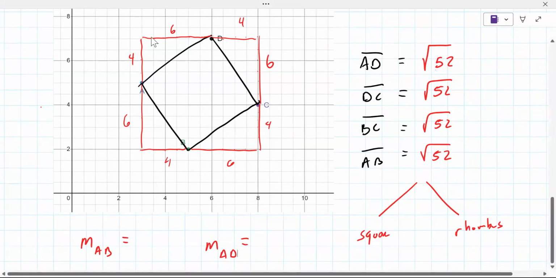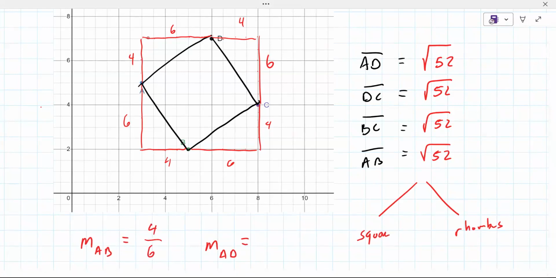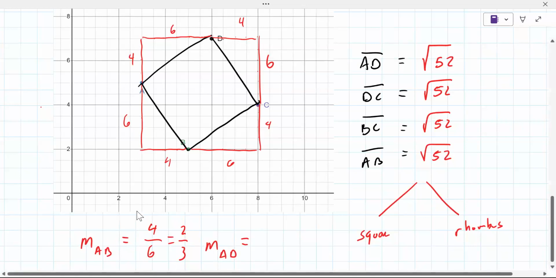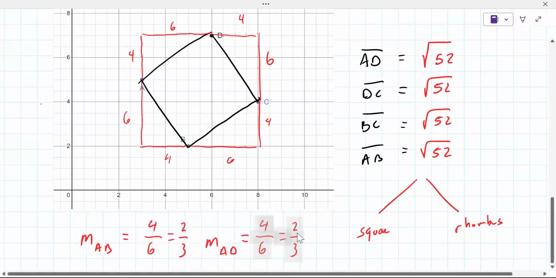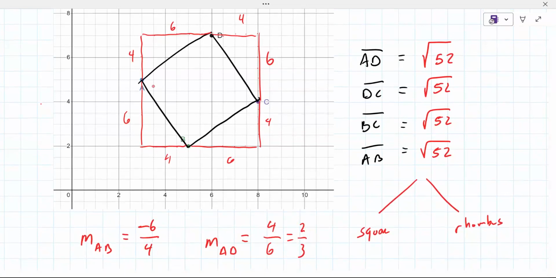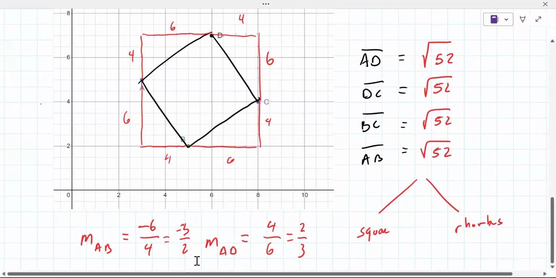So the slope from A to B, we have it right here. It's 4/6, which is 2/3. From A to D, oh, sorry, that's the wrong square. The slope from A to D is down 6 and right 4, minus 3/2. Are these slopes perpendicular? Is minus 3/2 perpendicular to 2/3?